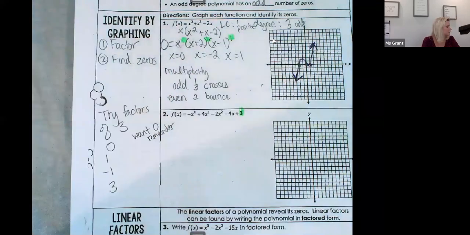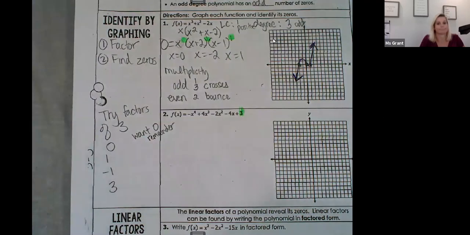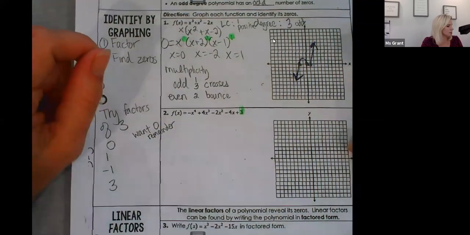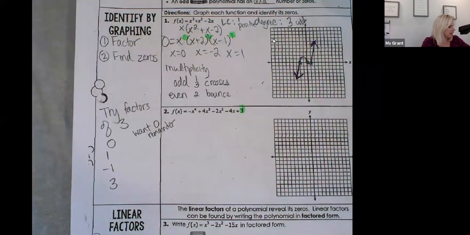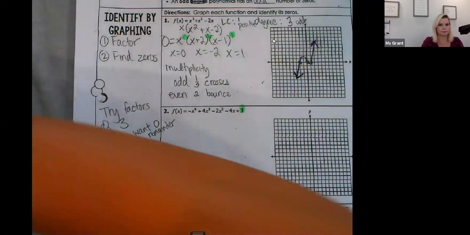Okay, I want a 0 remainder. That's what I want. So what this means is, and I did these on a separate little piece of paper for you guys, just to make your life easier.